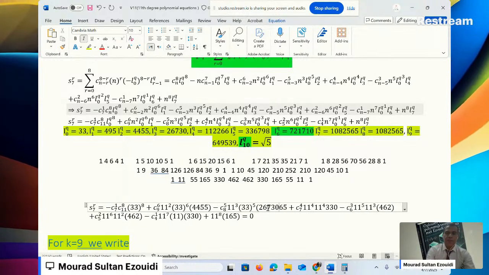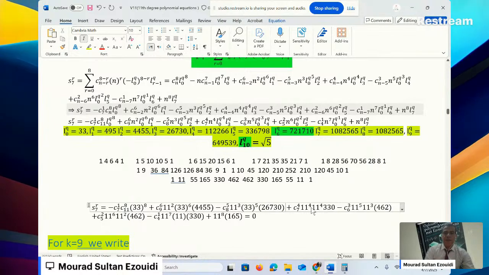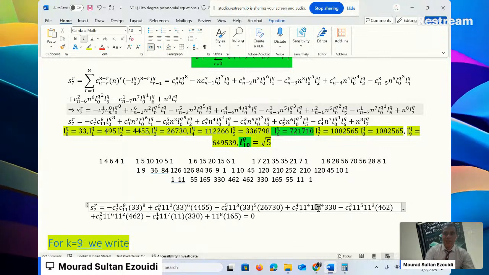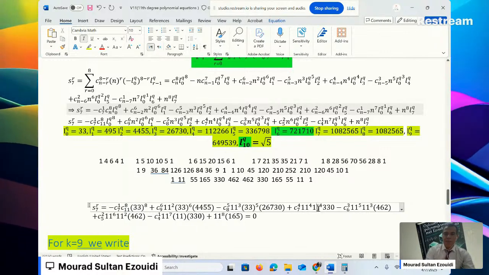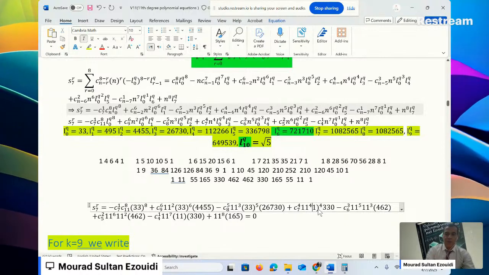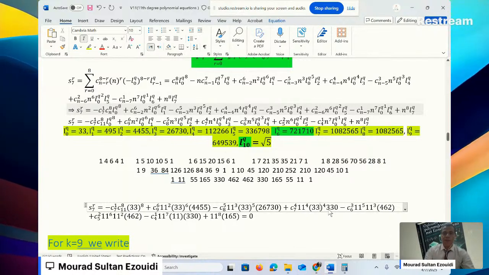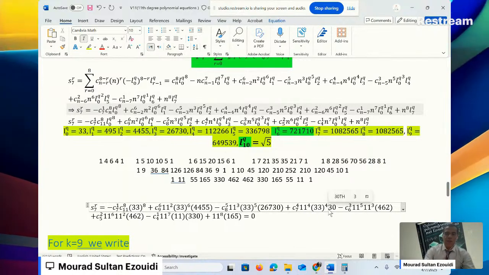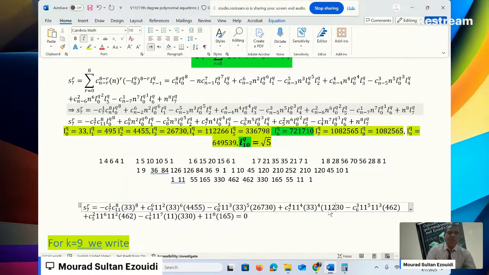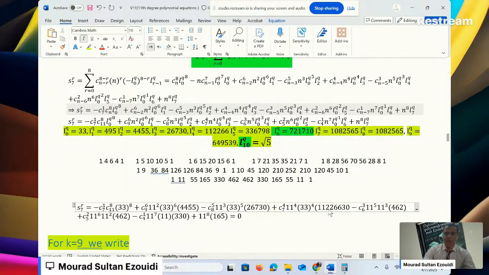26,730, then okay 11 raised to the power of 4. This one I change this one. Okay, make 33 now, again that 33. Let's use 11 33. And this one hits with 112,266. Close the parentheses.